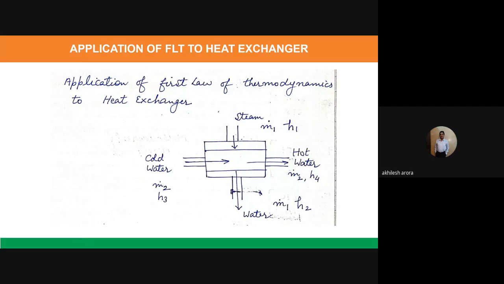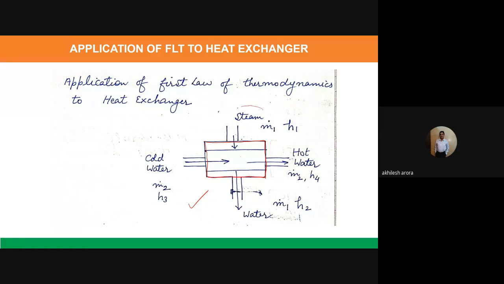So let us first of all discuss a heat exchanger. See, a heat exchanger is basically a device in which one fluid loses heat, whereas the other fluid gains heat. The diagram is shown here on the right hand side of this slide. You can see this box which we have shown here. This is a sort of heat exchanger.